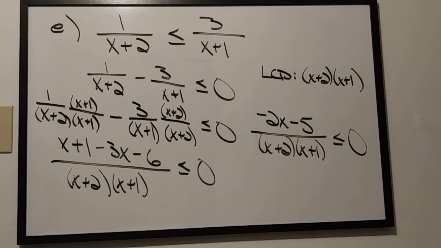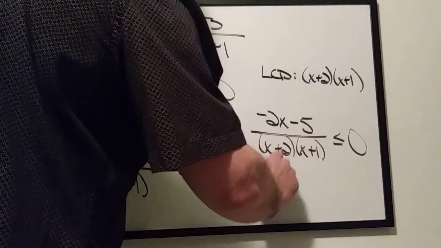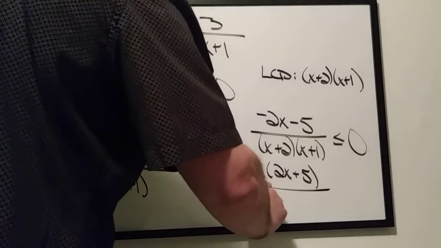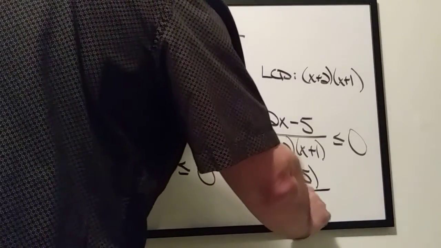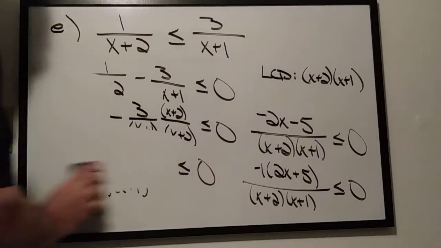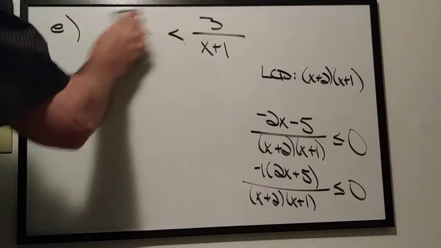So at this point then, we have something that is much more like parts C and D. Now, one thing that I can do to make this a little bit prettier is to pull out a factor of negative 1 in that numerator. So let's go ahead and do that. If we pull out that negative 1, we then have 2x plus 5, and then we have x plus 2, x plus 1, and this is less than or equal to 0. So at this point then, we have a problem much more like the previous problems, and we're ready to think about what happens in terms of our sign chart.